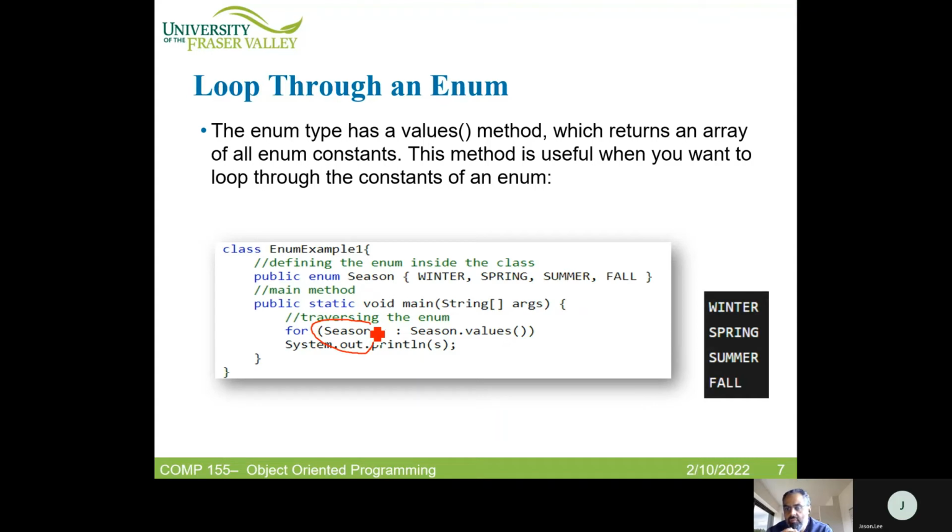So in this case, if I have 4 elements here, then I will have 4 iterations here. So in each iteration, I will print out the values. So I can get the values from the enum dot values.